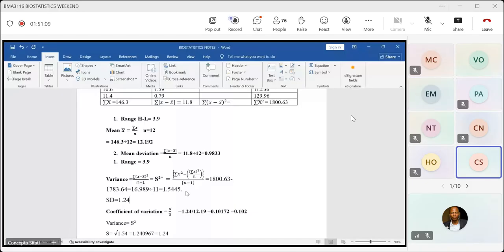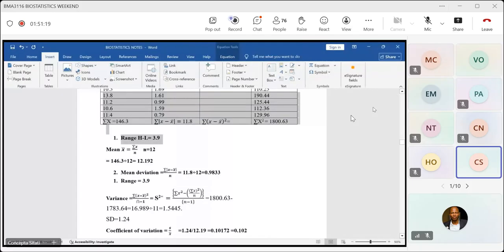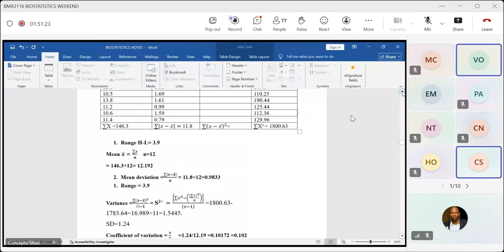So now from there, we can work out our coefficient of variation. That is 1.24 divided by 12.19. That gives us 0.101. Percentage will be 10.2. Good. I am not going beyond there. Anybody with a concern, a question?